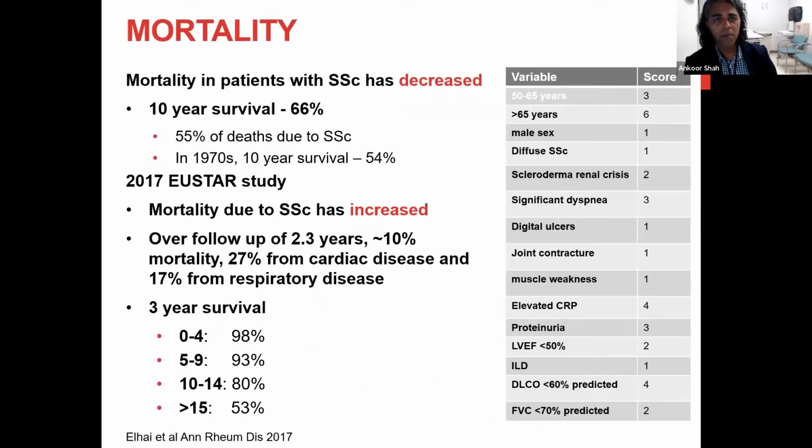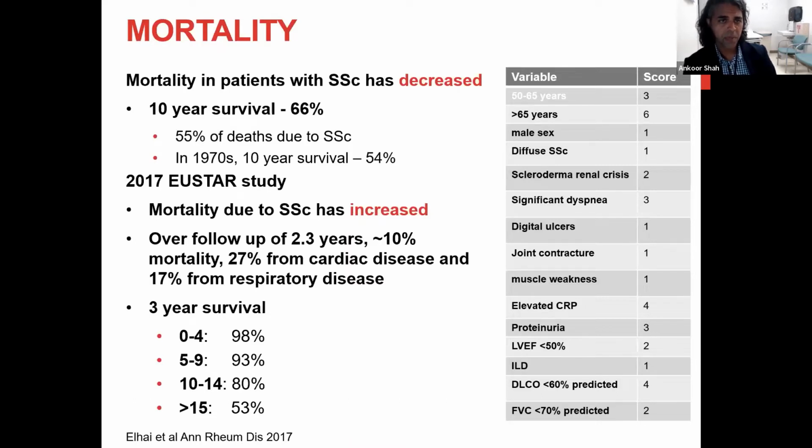Mortality. Overall, mortality in patients with scleroderma has decreased over time. The 10-year survival still is about 66%, which is less than most of our other connective tissue diseases. Of these patients that die, 55% of deaths are due to scleroderma. Now, this is compared to a study done in the 1970s when the 10-year survival was 54%. So that is clearly improved, and some of that may be owing to dialysis in the patients that developed kidney disease.